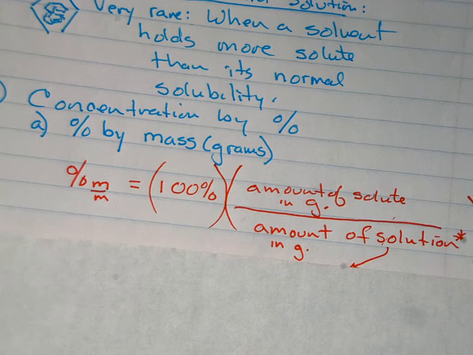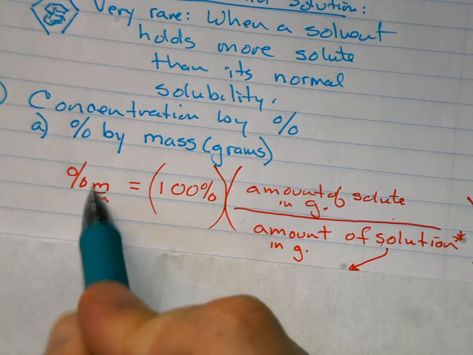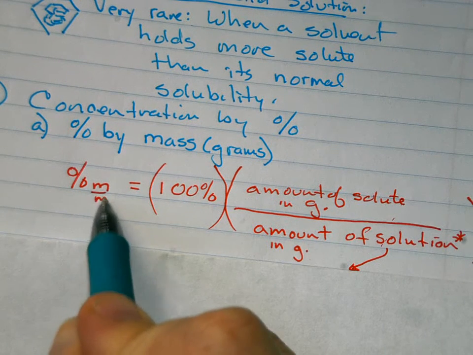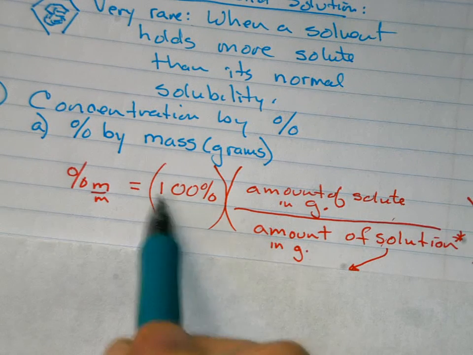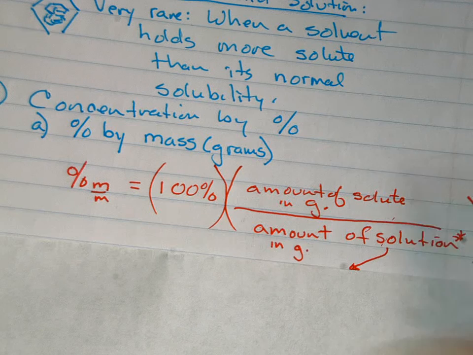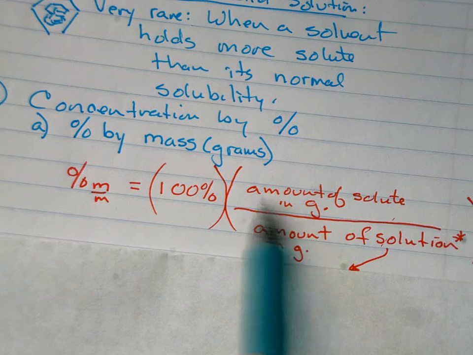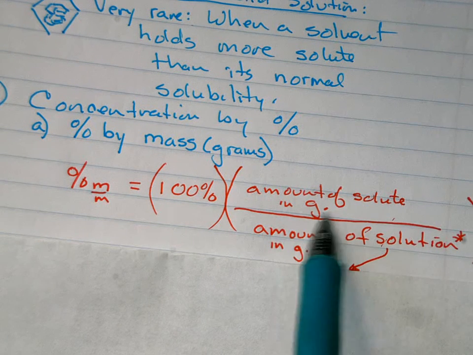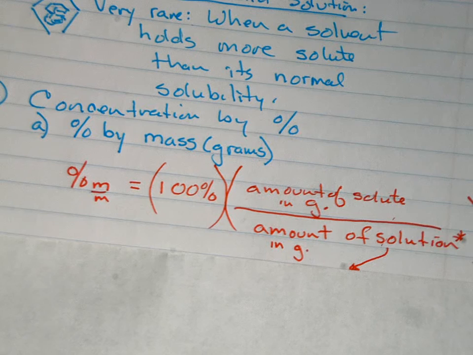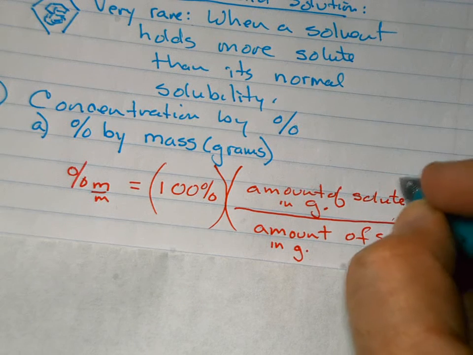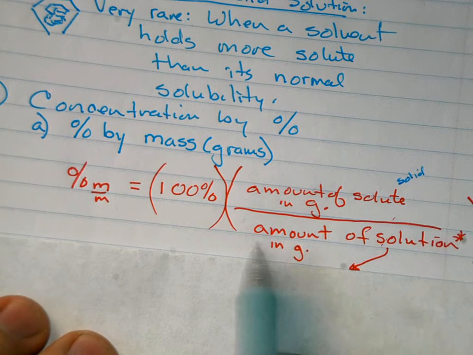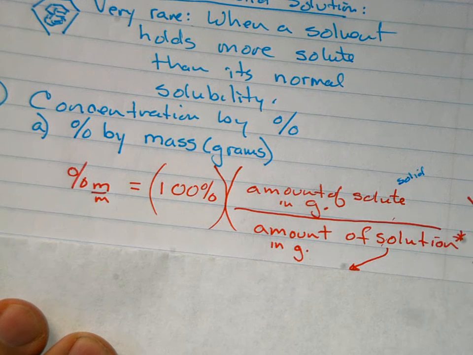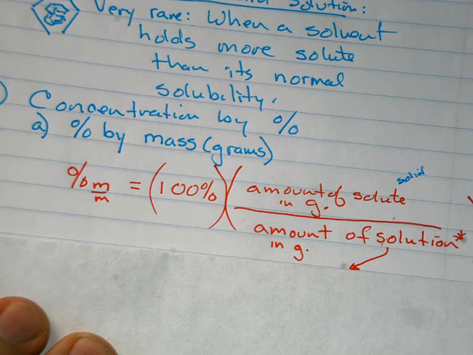So when you put this in, let's put percent M, but sometimes some textbooks will put M over M, just to remind you it's mass divided by mass, is going to equal, you got 100%, and you're going to multiply that by this fraction here. We got the amount of solute in grams. Now, if you forget, this is the solid part of a solution. Then you've got to divide that by the amount of solution in grams. How many grams of solution you have.